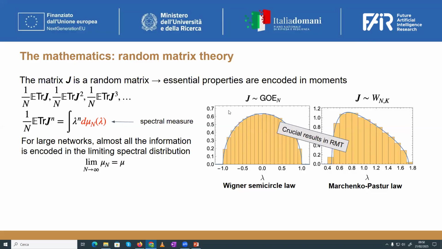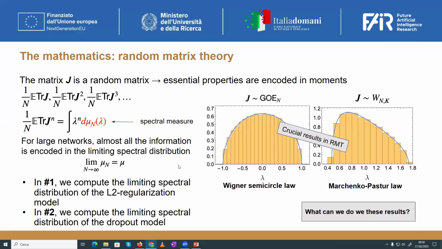For example, Gaussian orthogonal ensembles are represented by the Wigner semicircle law, and the Wishart ensemble is represented by the Marchenko-Pastur law. And this is accessible by random matrix theory tools. In particular, in our papers, we derive the so-called asymptotic spectral distribution for both models I presented before. So what can we do with these results?